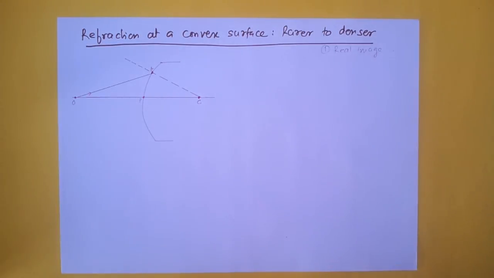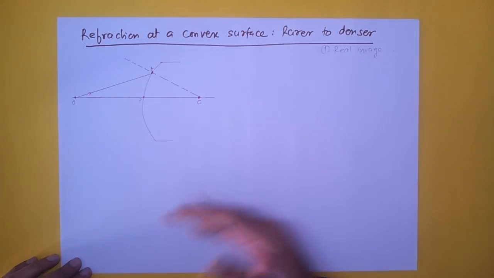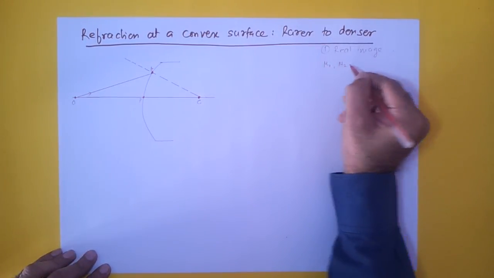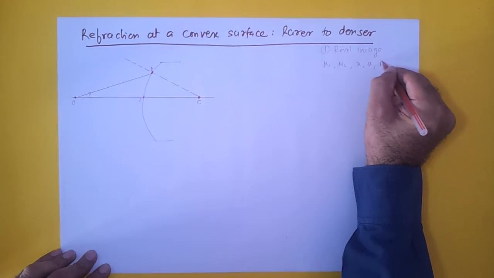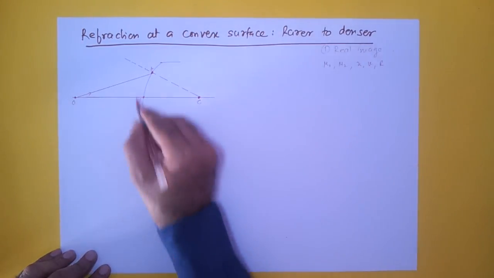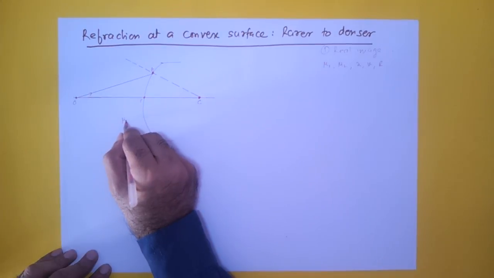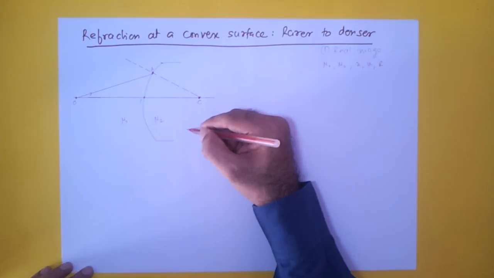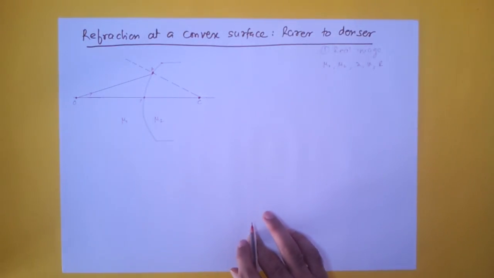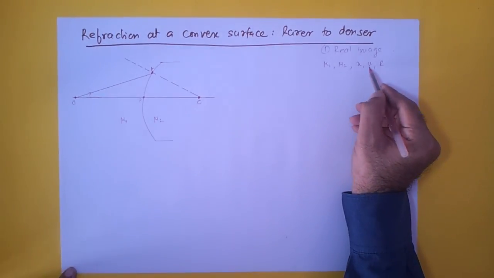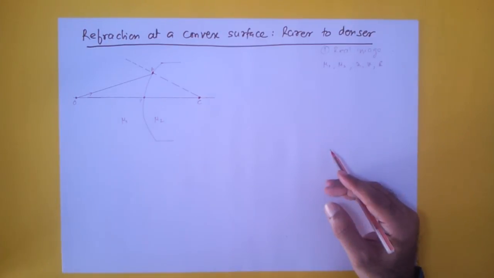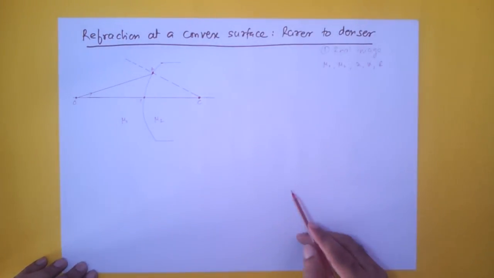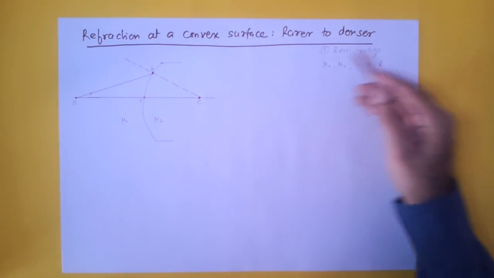Now the objective of this video is to look at this case in depth, look at various angles involved, and arrive at a relationship between mu1, mu2, u, v and r. Right. This is air, this is the rarer medium. Let us say it has refractive index mu1. This is the denser medium, which is the convex lens in this case. Let us say its refractive index is mu2. So mu1 and mu2. U and v you know are distances of object and image, and r is the radius of curvature. Radius of curvature is the distance from the pole to the center of curvature. So we will try to arrive at a relationship between these parameters.